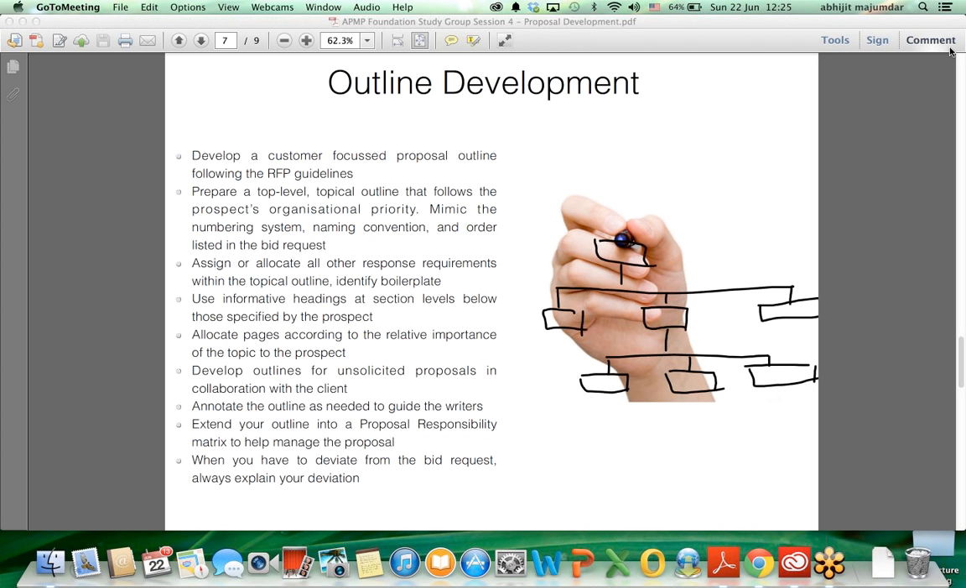So that's all about the outline development. Now let us look at some of the questions which we have.